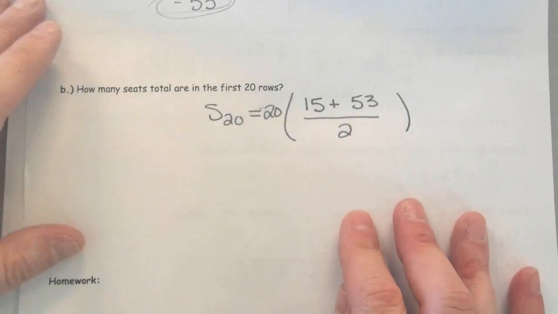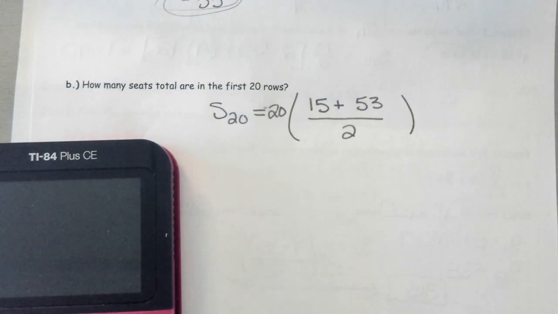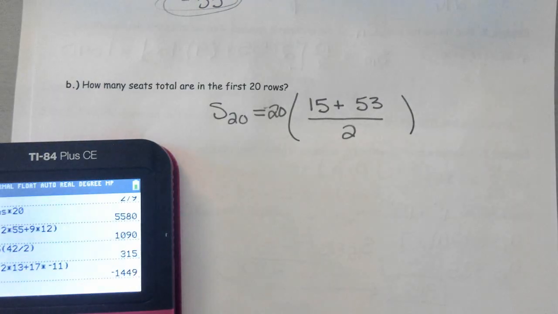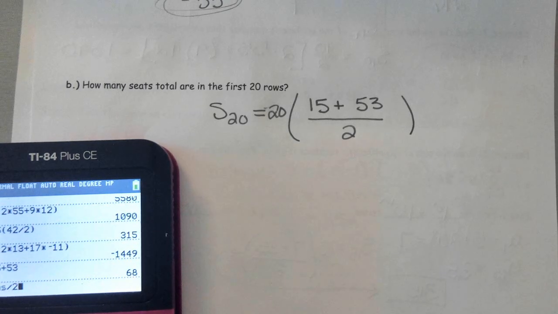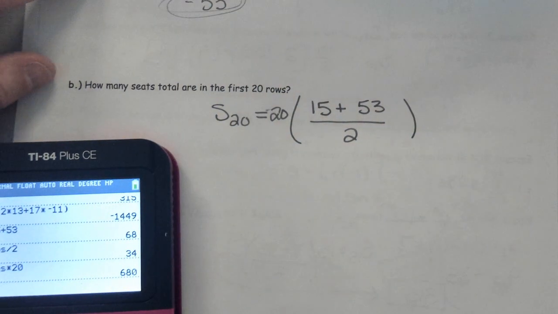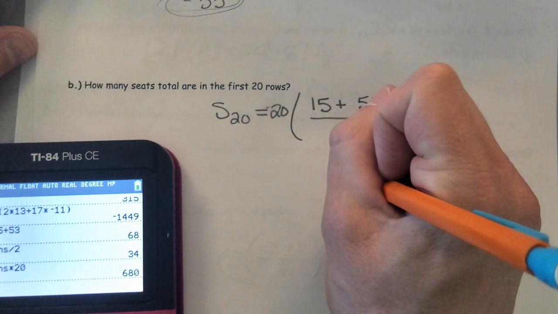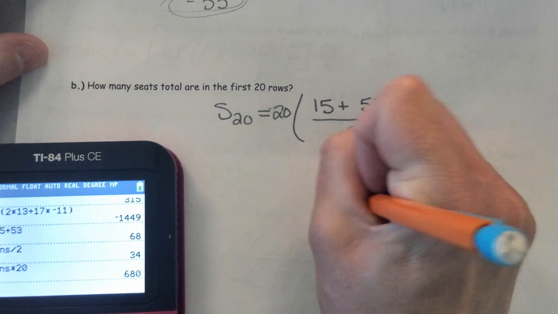And again, you are going to get a formula sheet, so make sure you know how to use them, but you will at least be given that, so this doesn't have to be a memorization piece. Alright, so 15 plus 53 divided by 2 times the 20. How many people can sit in those first 20 rows to see New Kids? 680, not enough. There's so many of us who love them so dearly.